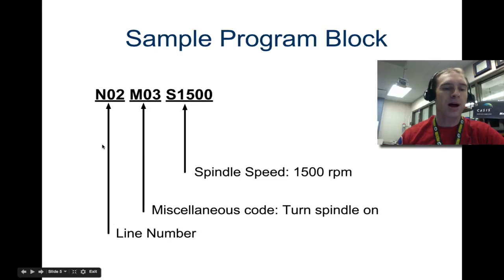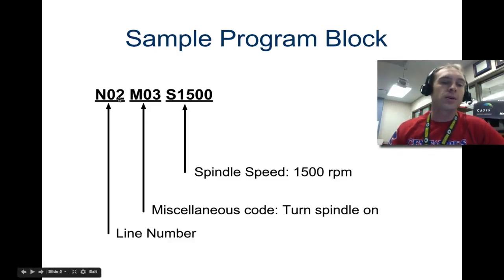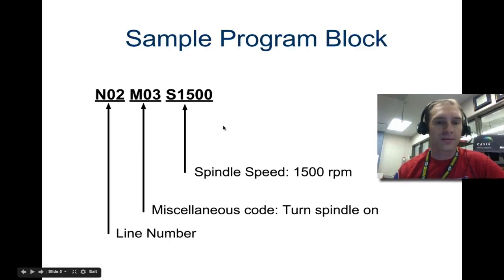Here's another sample block, line number N02. You notice there's a 0 in front of the 2. That's totally fine. You can have that. In fact, I would recommend that you always do that, because then when you get to 10, it's always talking 2-digit numbers. So N02, M03 is a turn spindle on. You are always going to have an M03 because you want to always have the spindle on. So before you have an S code, you need to have an M03 to turn the spindle on. S1500 will set the spindle to 1500.